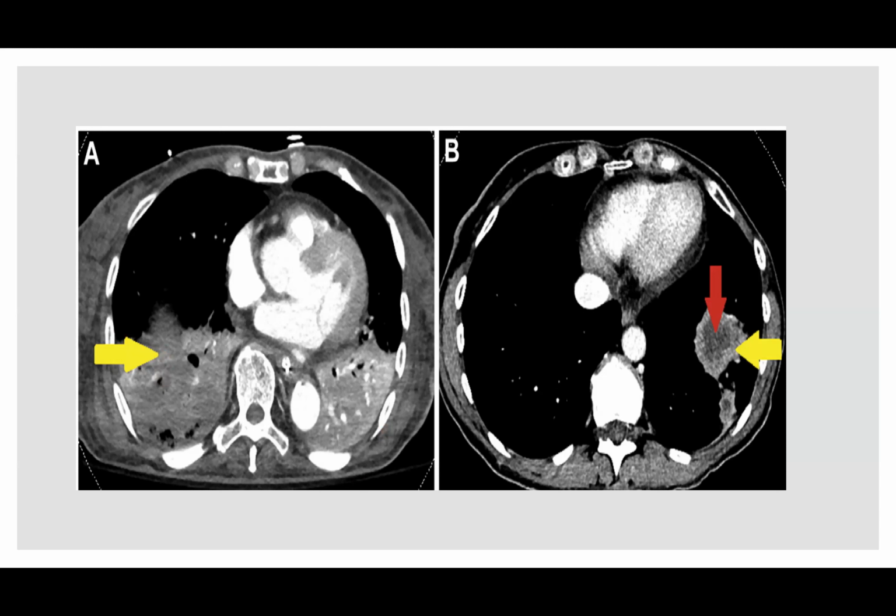It's also an axial contrasted CT scan. There's a central area of non-enhancing lung with the red arrow, and it's surrounded by a rim of enhancement with the yellow arrow. So this is suggesting necrosis or necrosis starting. And there's a nodule here at the bottom that looks quite similar.